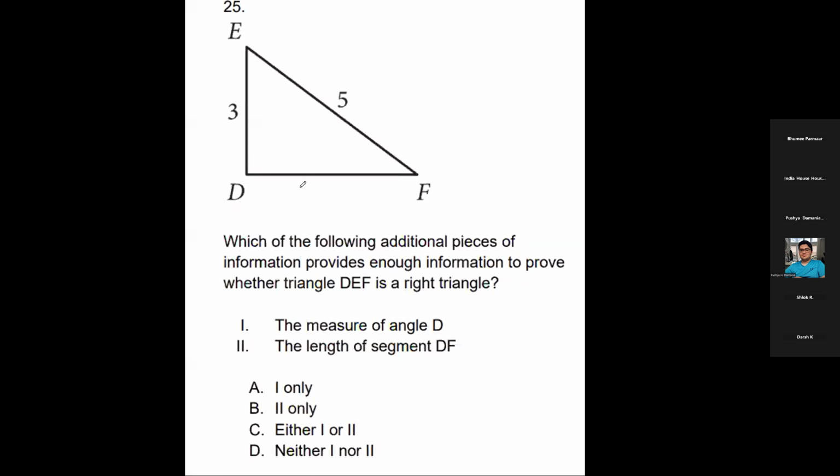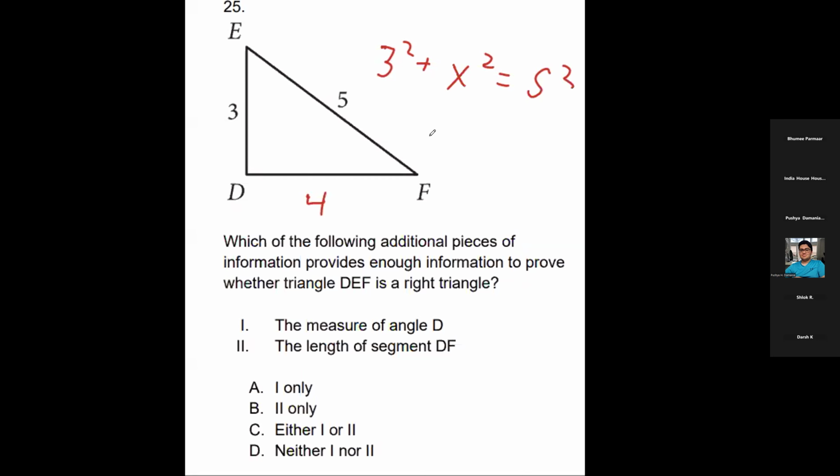Okay, so for question 25, which of the following additional pieces of information provides enough information to prove whether triangle DEF is a right triangle? Well, to prove DEF is a right triangle, we can use the Pythagorean theorem, which is 3 squared plus whatever this side length is squared equals 5 squared. This is the formula for a right triangle. And so if you know your right triangle identities, you know that this is probably 4.